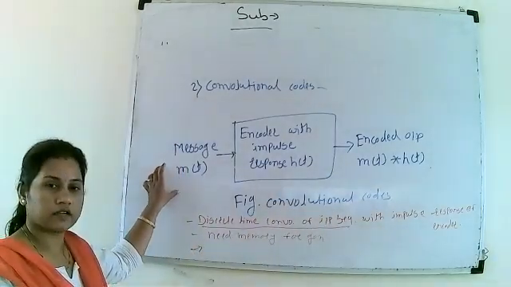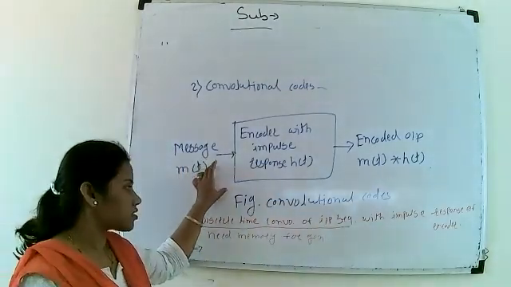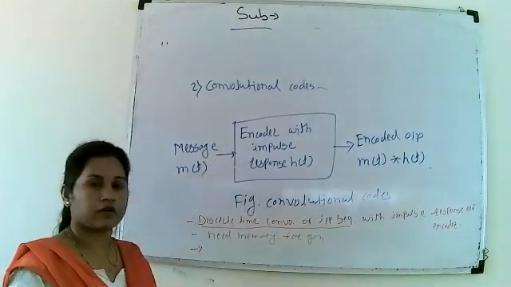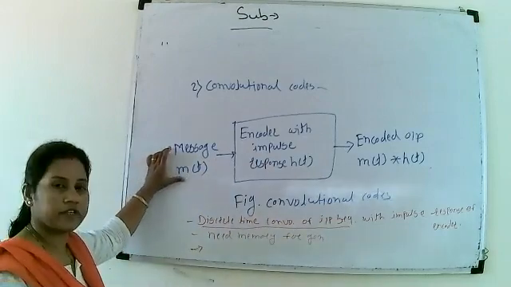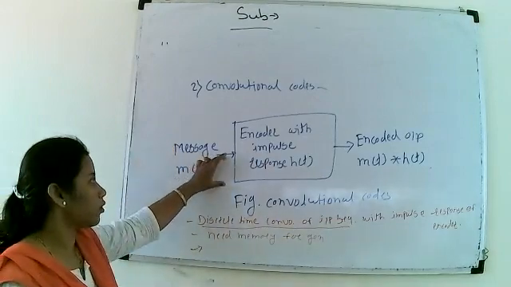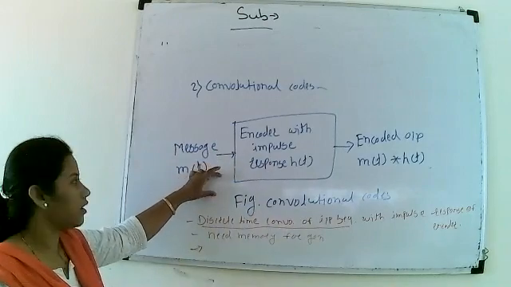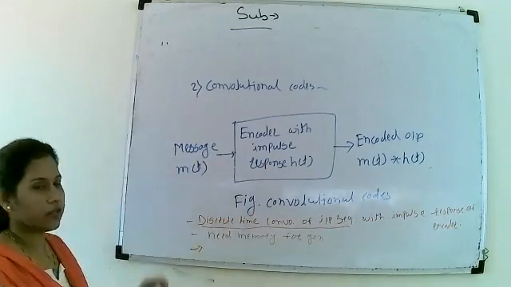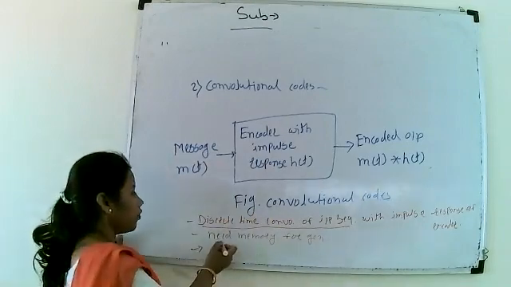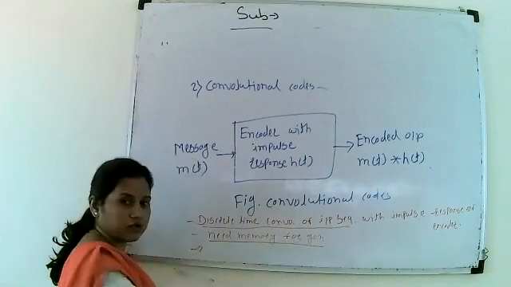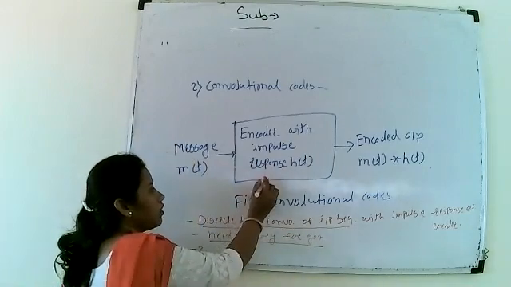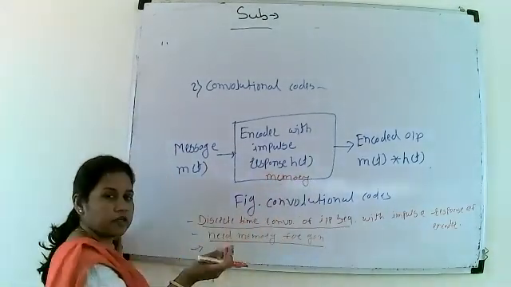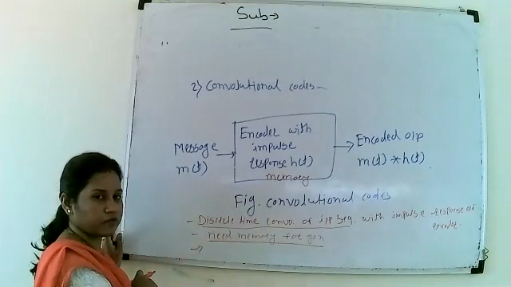Whatever are all in the discrete input sequence with the impulse response of the encoder, these sequences of discrete signals are given to the encoder with impulse response. For the generation of the encoded output, we need a memory. Here we need memory, because in the memory they generate the impulse response.